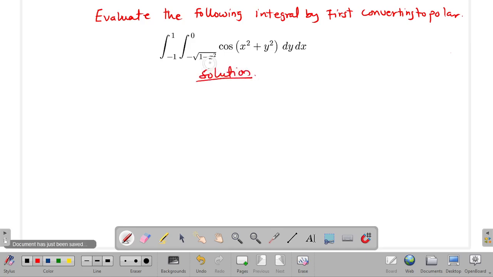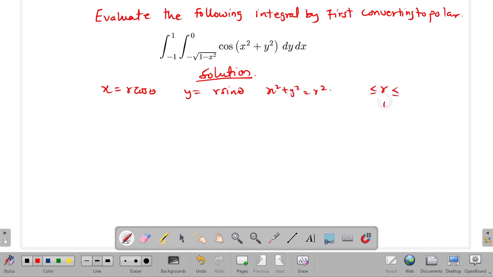To solve this, we can convert it to polar coordinates so that everything will be very simple. So how do we do that? In polar coordinates, wherever you see x, it becomes r cos theta. Wherever you see y, it becomes r sin theta. Then the expression x squared plus y squared always gives us the radius squared. That is one thing you should know.